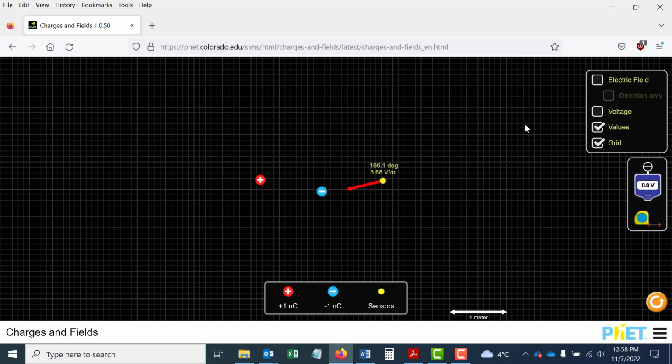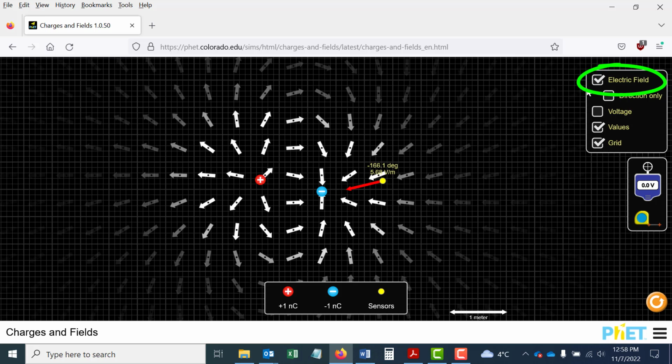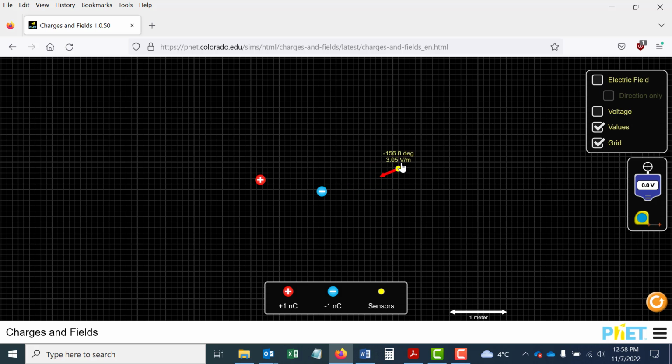Now the reason why we don't have electric field selected here is that if I click this, it puts this sort of cloud of arrows on here. It's a little confusing. We don't want that. Instead, we're just going to use a sensor to look at the electric field, and you'll notice that there's some numbers on here. One of them is the angle for the direction of the electric field, and the other one is the one we actually need, and that is the electric field strength at that point. And so that's why we have the values checked off. We don't get those numbers unless this is also selected.